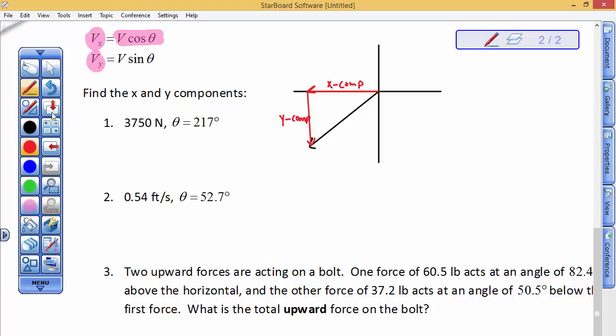But I'm telling you that with this formula up above, if you take the magnitude of the vector times the cosine of 217 degrees, you will get the length of this line, which is going to be negative, and it's probably going to be longer than the y value. If you take 3,750 and multiply it by the sine of 217 degrees, it's going to be negative, but probably a little bit shorter than that x value. Let's check it out.